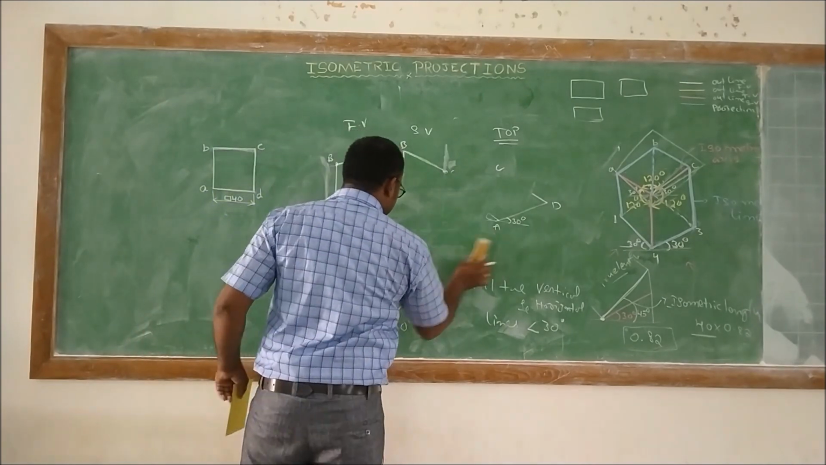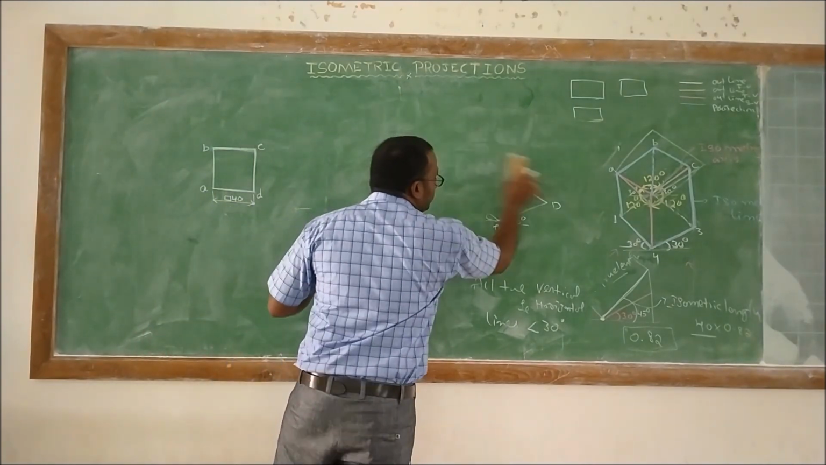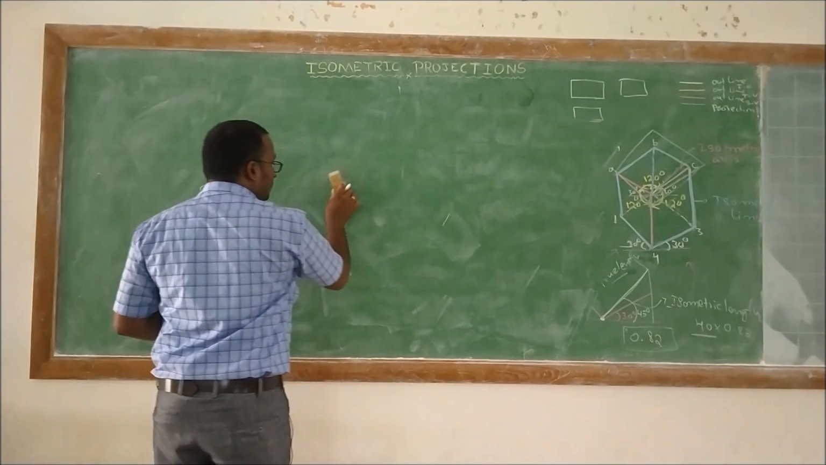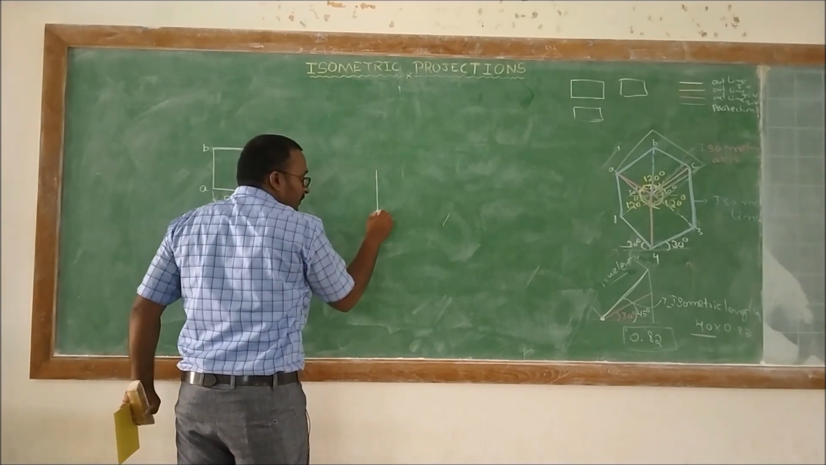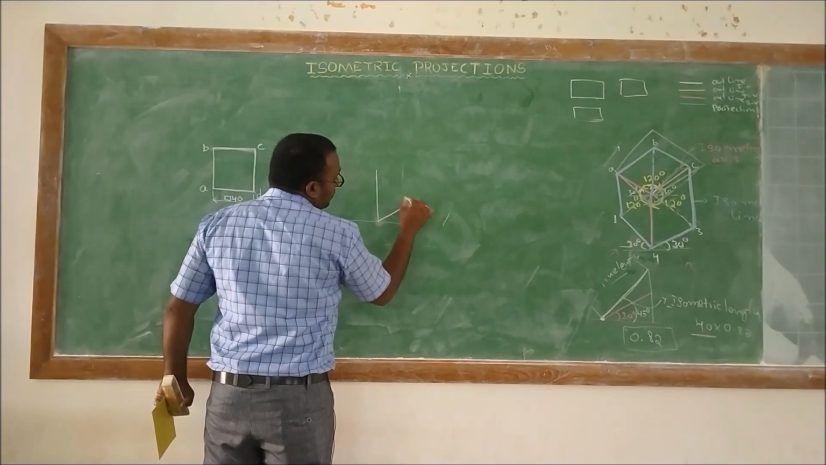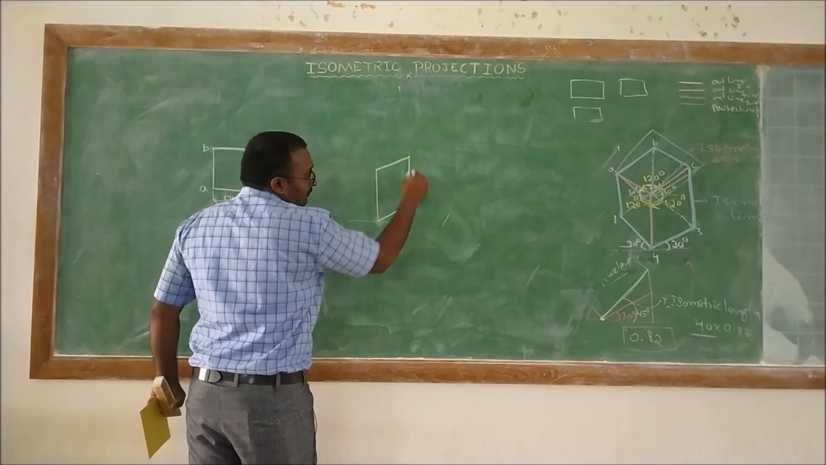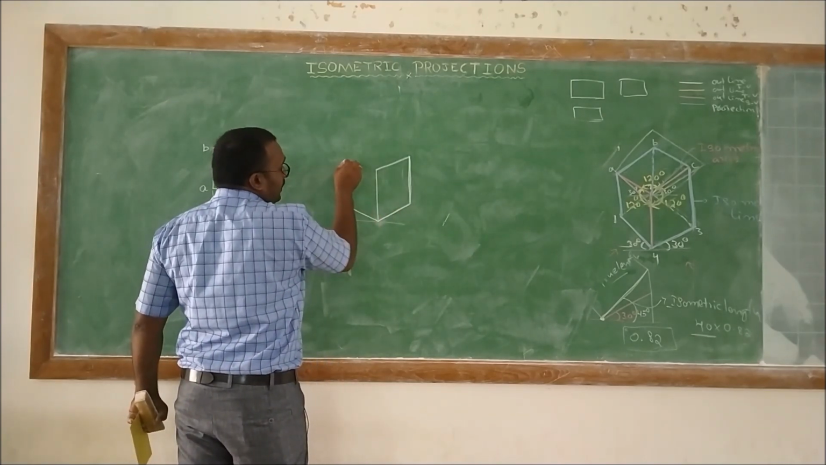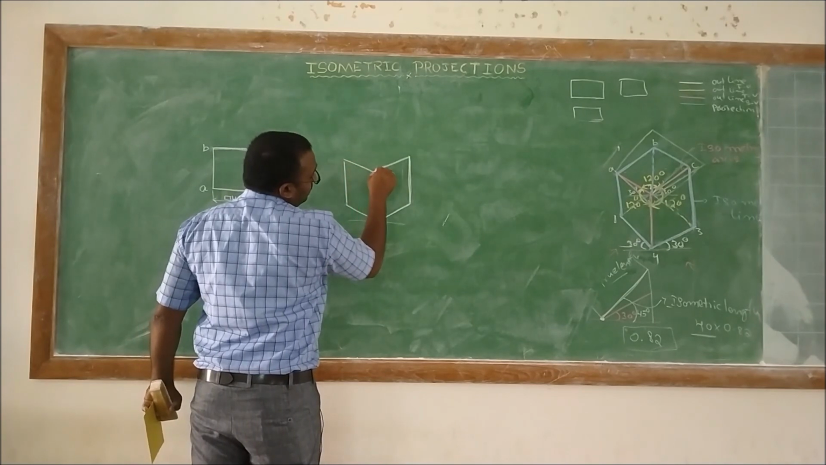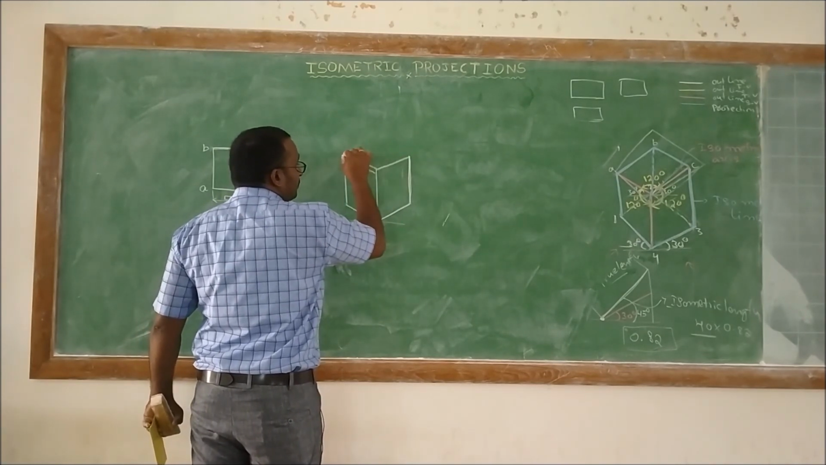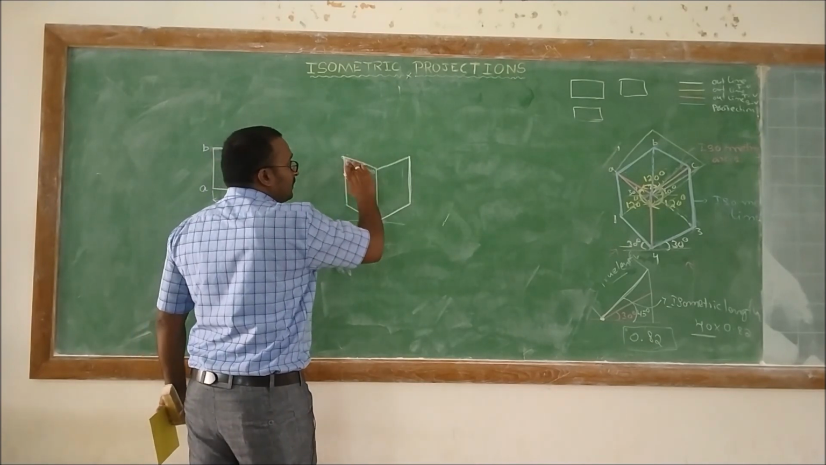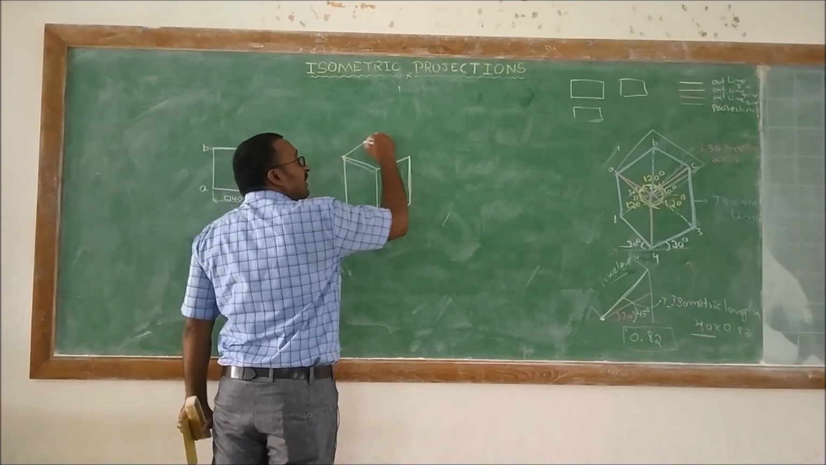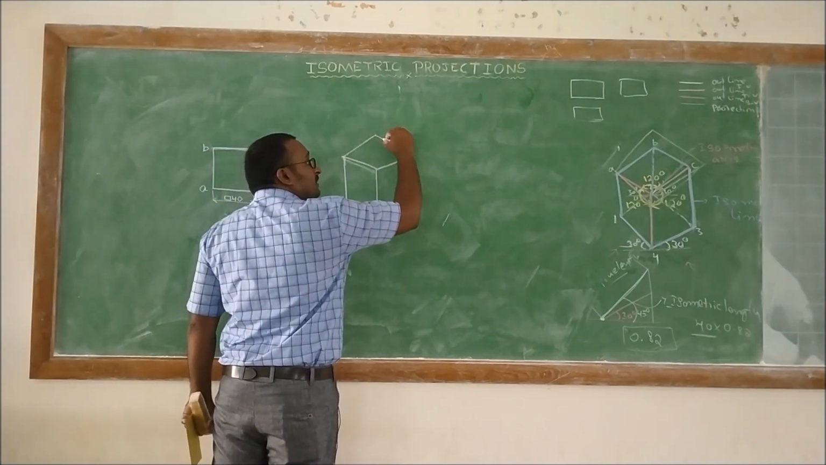Right? So now we will see, if it is a cube, how it will be. Here you can see, I already told that this is the front view, right? And then this is the side view. Right? And then this is the top view.